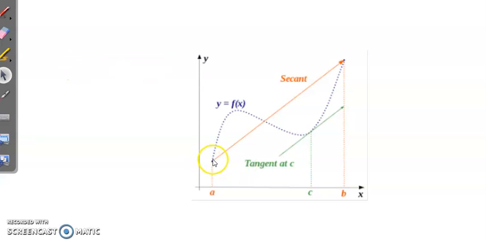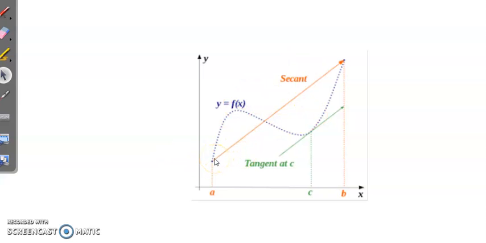So here you are given a function y equal to f of x. The function is plotted between the points a and b. So this is the point a, f of a, and this is the point b, f of b. The dotted green curve is the curve y equal to f of x. Now you can see that the function is continuous and differentiable in the interval ab.